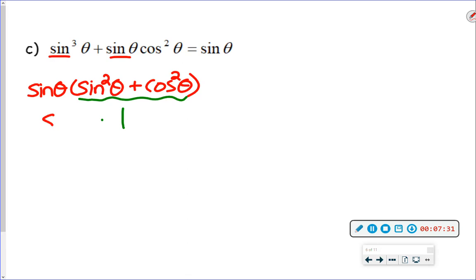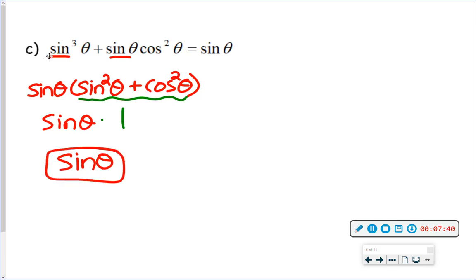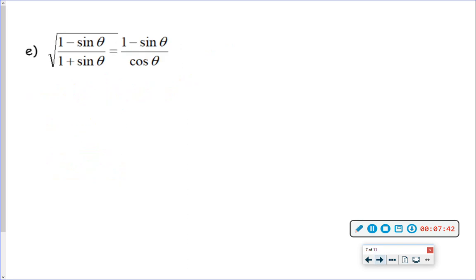I still have the sign in the front. And obviously, sine times 1 equals sine. We made it. So again, not crazy complicated, not a lot of steps, but a little time consuming. All right, let's take a look at this guy.